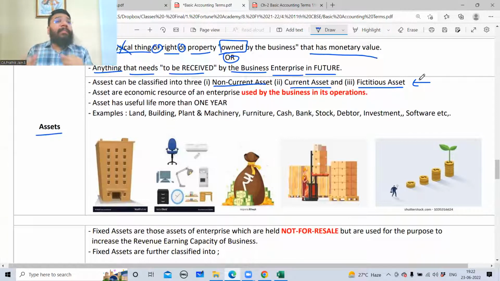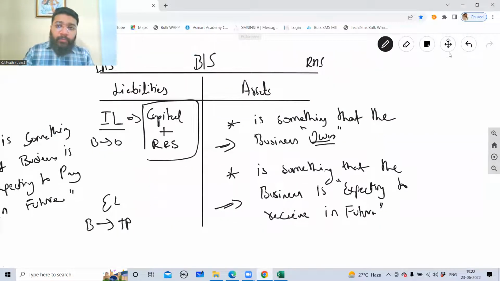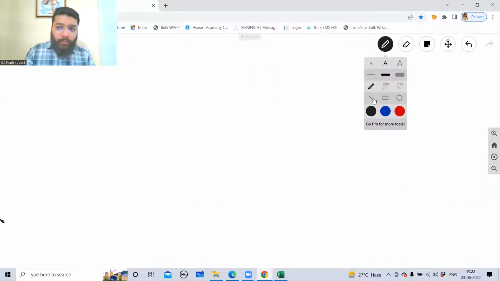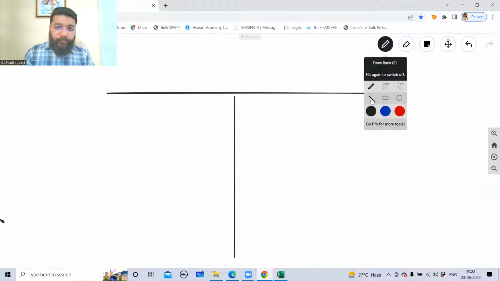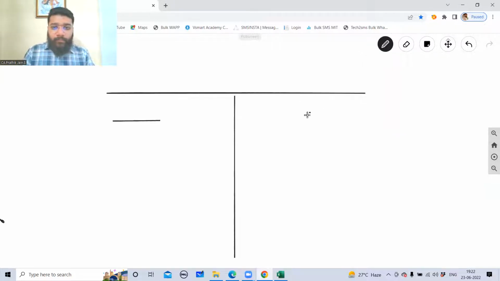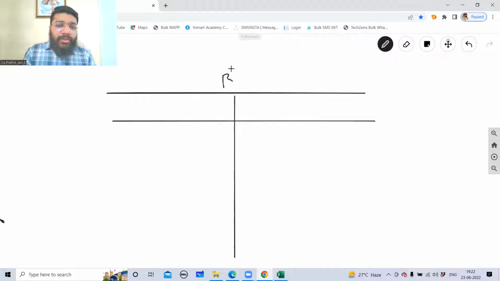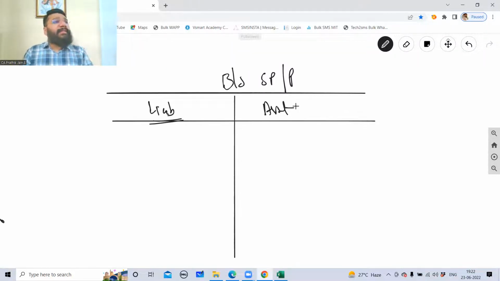Whereas now we are learning to prepare the balance sheet for a sole proprietorship concern. So for a sole proprietor, there is no necessity that you should classify any asset as non-current or current or fictitious. So as a sole proprietor, what do they do? This is the balance sheet of a sole proprietor or even a partnership concern, which you learn in 12th. This is liabilities. This is asset. They don't put any categorization as such.